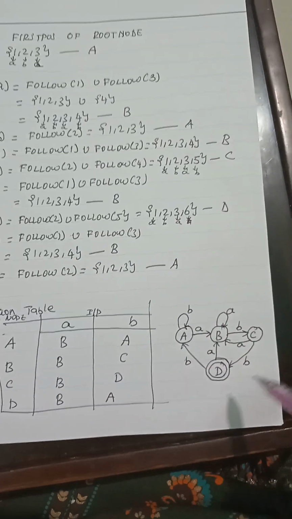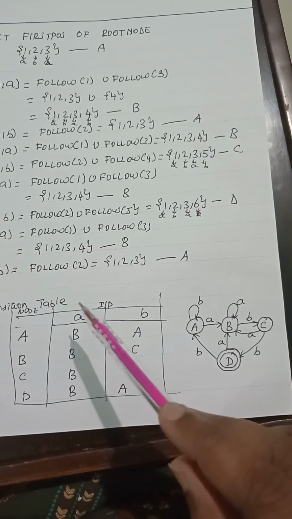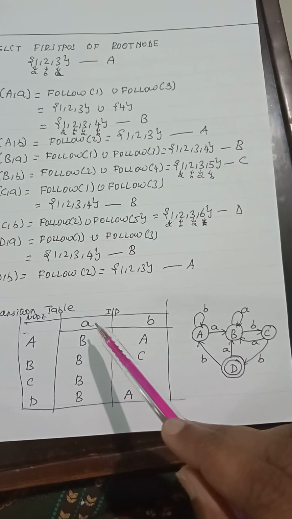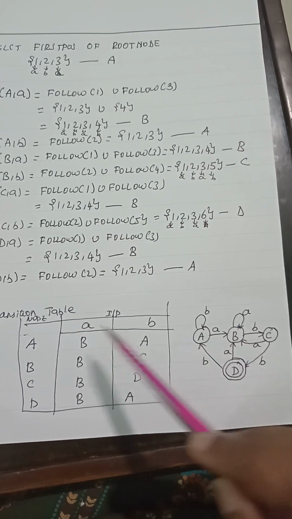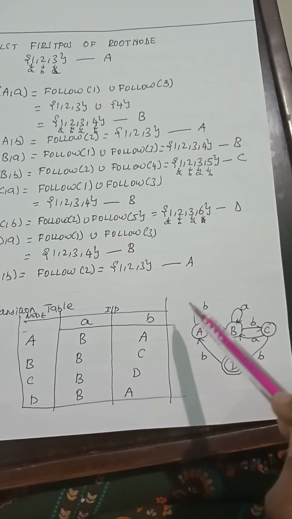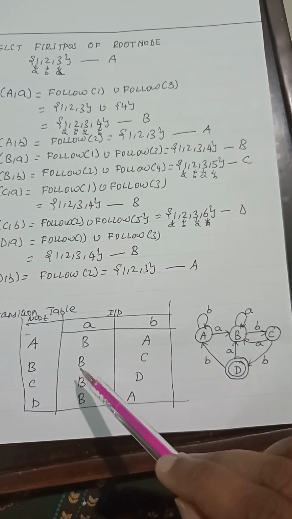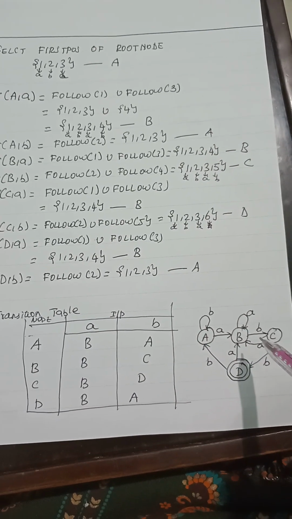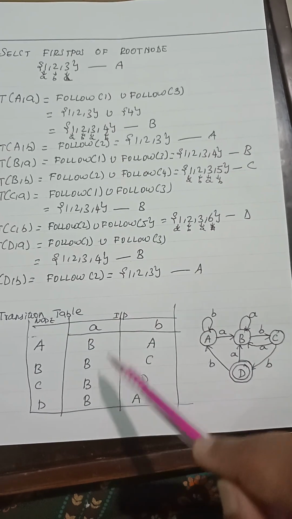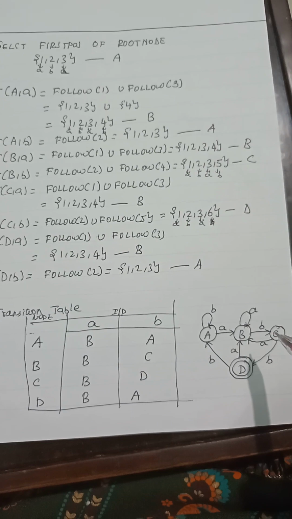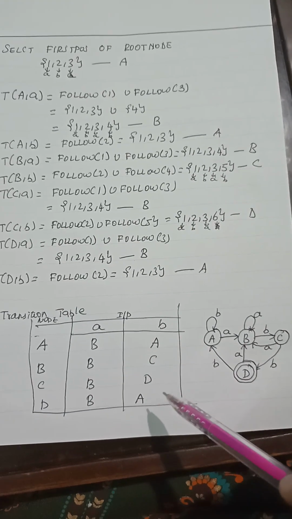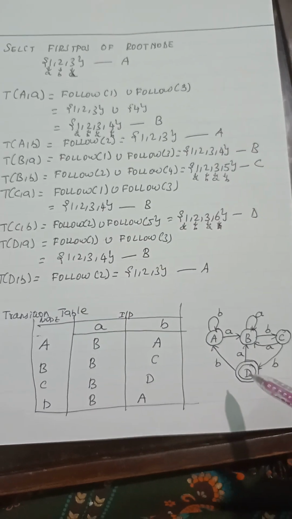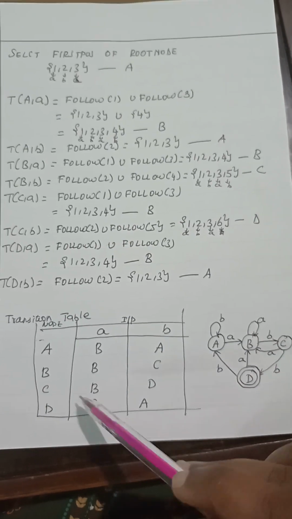With the help of this transition table, I have constructed the DFA diagram also. Node A with the input symbol A moves to node B, and node A with input symbol B moves to the same node. Node B with input symbol A moves to the same node, and node B with input symbol B moves to the next node C. Node C with input symbol A goes to node B, and node C with input symbol B moves to the new node D. D with A goes to B and D with B goes to A.